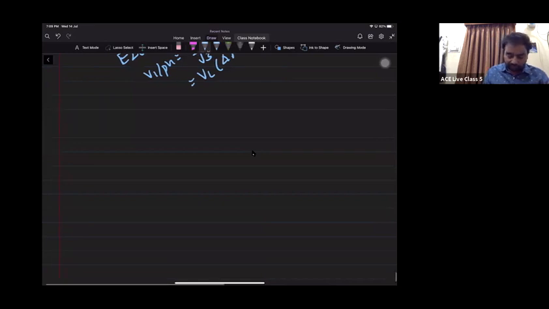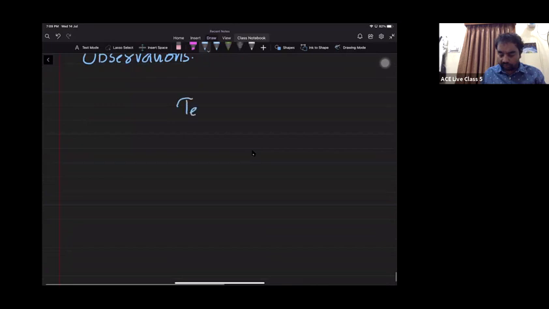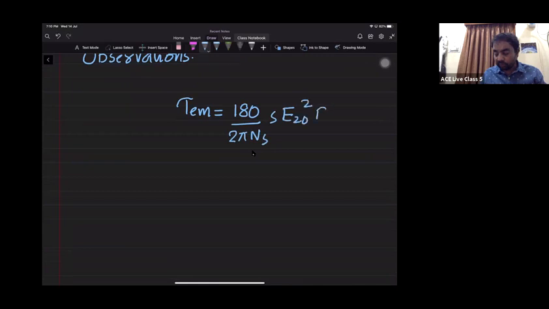Observations with respect to the torque equation. What is that? I'll take this torque equation. What is the torque equation? 180 by 2 pi ns, s E2 naught square into R2 by R2 square plus (s X2 naught) whole square. So this is the equation for the electromagnetic torque for any value of slip ranging from 0 to 1.